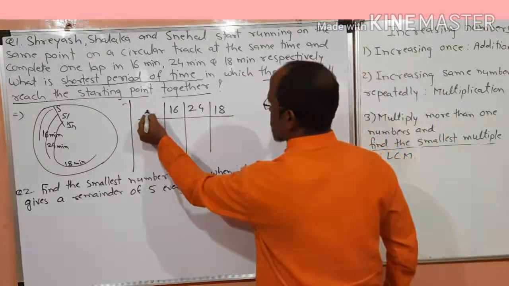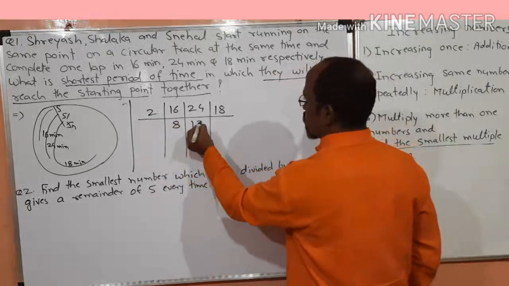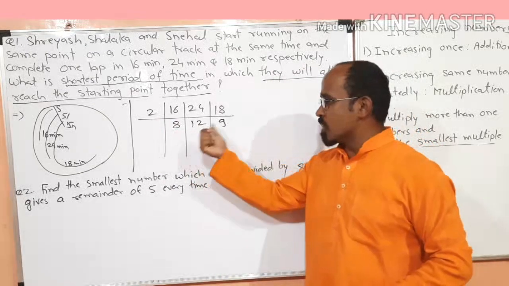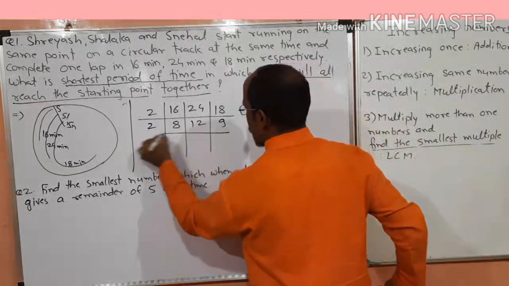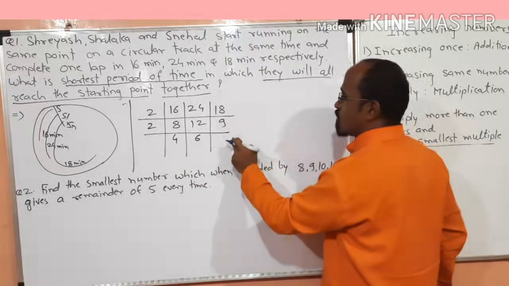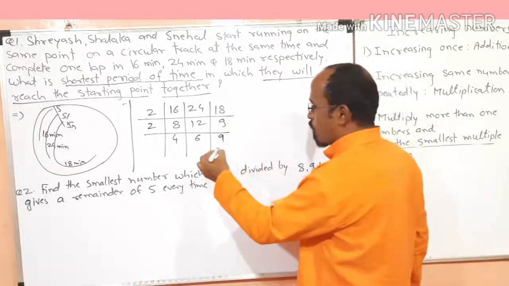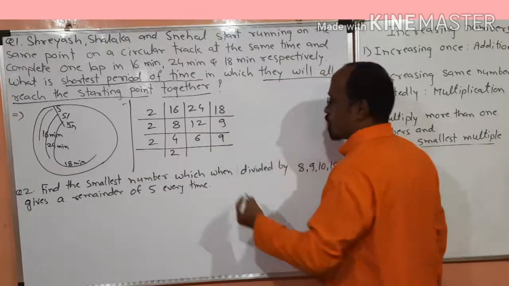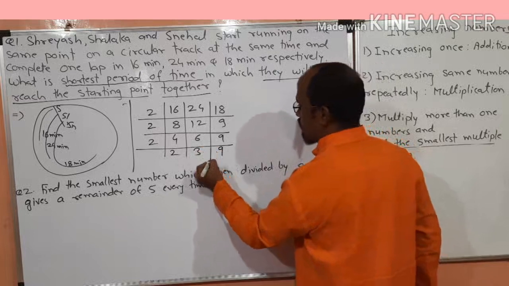So if we divide them by 2, the answer will be 2 8s are 16, 12 2s are 24, 2 9s are 18. Clear? Now among these three numbers, two numbers are divisible by 2. So if we divide them by 2, the answer will be 2 4s are 8, 2 6s are 12, and 9 is not divisible by 2, so we will write it as it is. 4 and 6 are divisible by 2, the answer will be 2 2s are 4, 2 3s are 6, 9 is not divisible by 2, so it will be as it is.